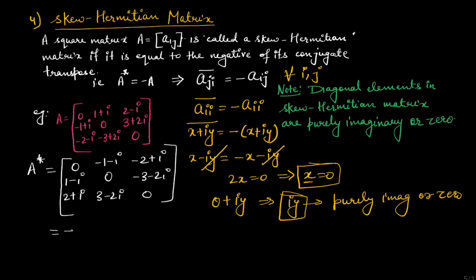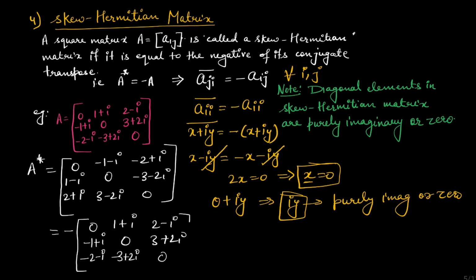Now just take minus common from here. What do we get? 0, 1 plus i, 2 minus i, minus 1 plus i, 0, 3 plus 2i, minus 2 minus i, minus 3 plus 2i and 0. And this is nothing but the same matrix A. So we can see that the conjugate transpose is actually the negative of A. Hence it is a skew-Hermitian matrix, right?